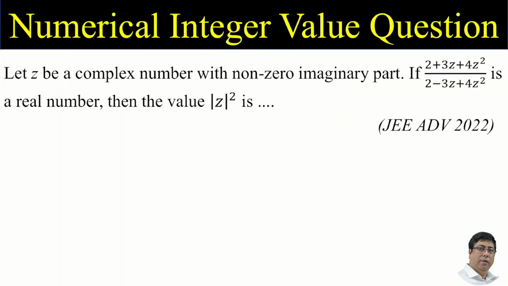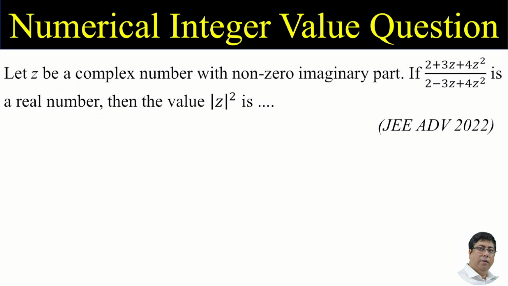This sum is a JEE Advanced question of 2022. The question is: let z be a complex number with non-zero imaginary part, and if this expression is a real number, then you have to find the value of mod z square. So how do we solve this sum? Let's see.